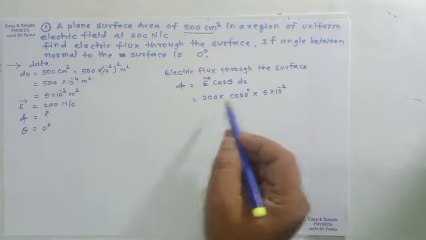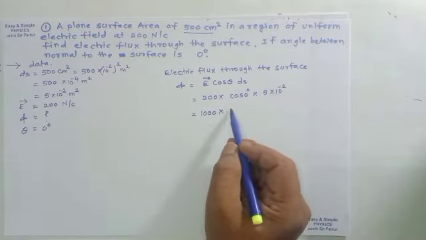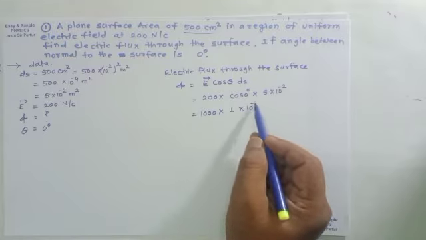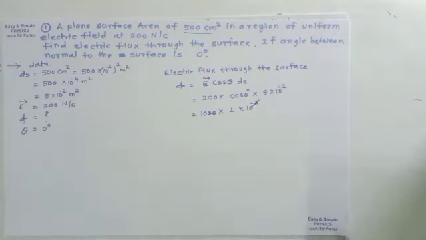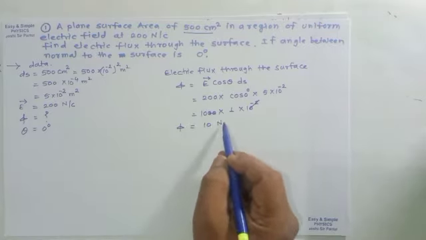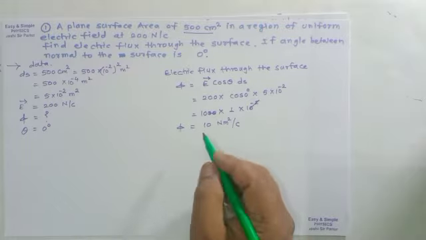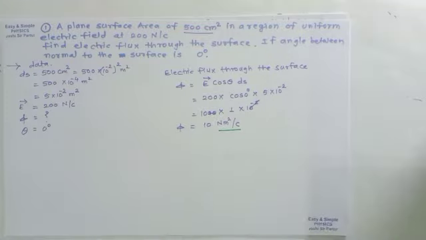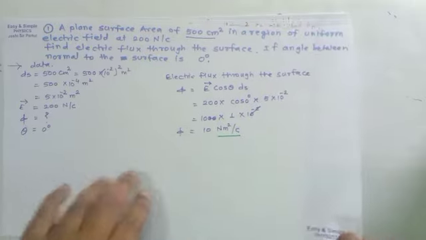See here, 5 into 2, that will be 10, means 1000, multiplied by 1 into 10 raised to minus 2. 10 raised to minus 2, the zeros will be cancelled. So phi is equal to 10 Newton meter square per Coulomb. Means the SI unit for electric flux is Newton meter square per Coulomb. This is the answer for the example.